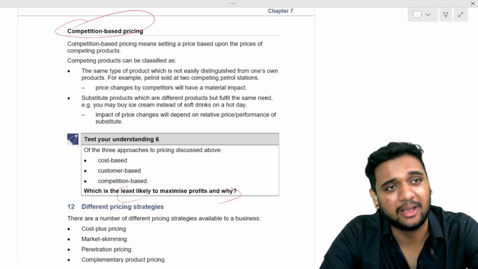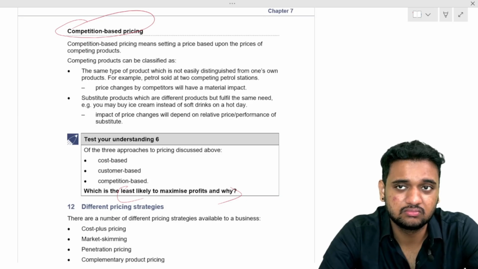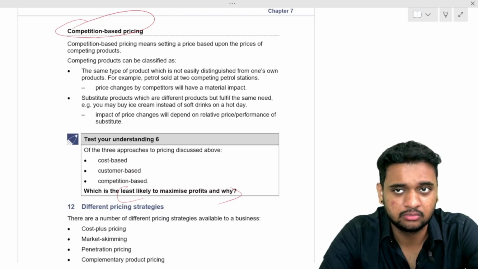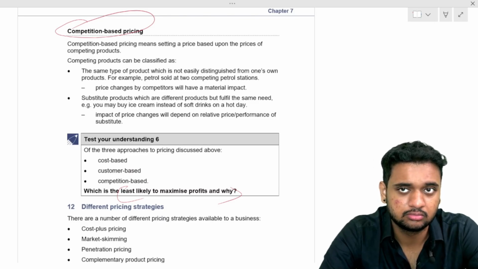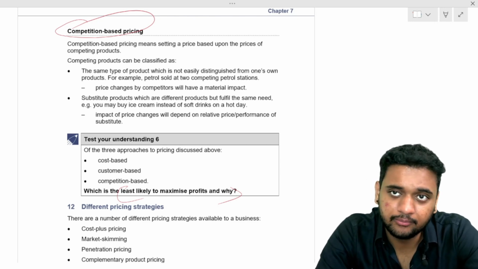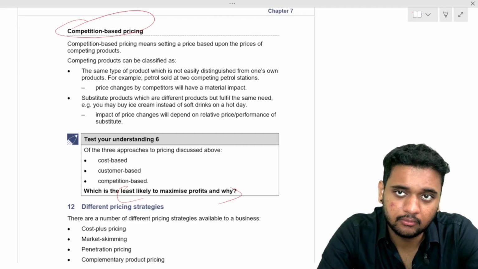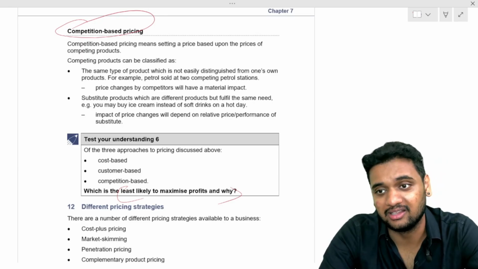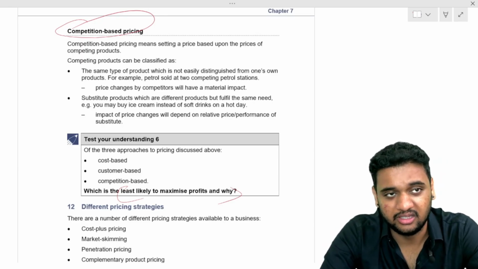Which is least likely to maximize profit? Competition. Reason? Comparatively, you know the customers' value, so you can get maximum profit. Least likely, we'll get less profit, they're asking. Because they think we'll get the least profit.